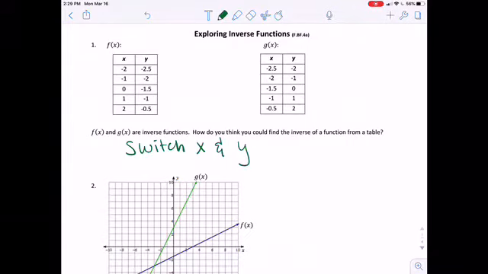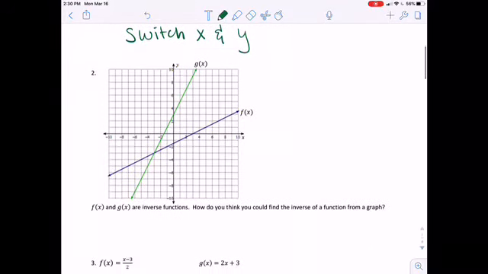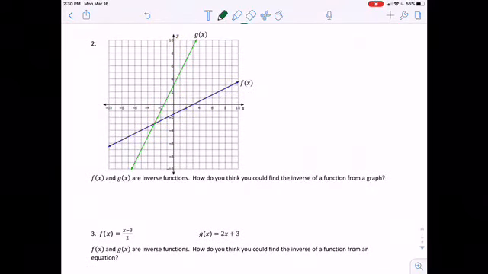For example, you notice that here on f of x, our first coordinate point is -2 for x and -2.5 for our y value. And on g of x, they just traded places. -2.5 became the x value and -2 becomes the y value. Now please notice that we didn't change any signs. All we did was switch the x and y. They just traded places.